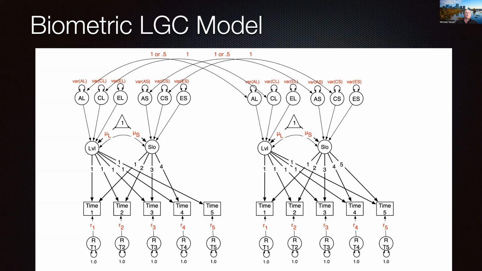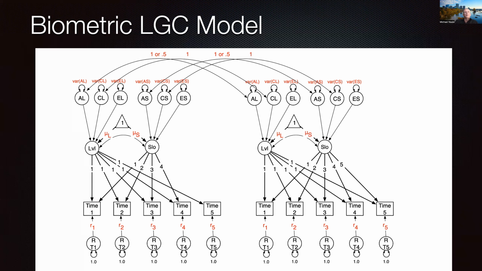So we could estimate the covariance between the level factors of sib pairs or between the slope factors of sib pairs, but we would also get information on level slope covariance within an individual, and we'd also get some information about level slope covariance from across individuals.